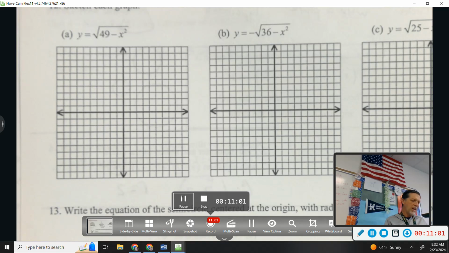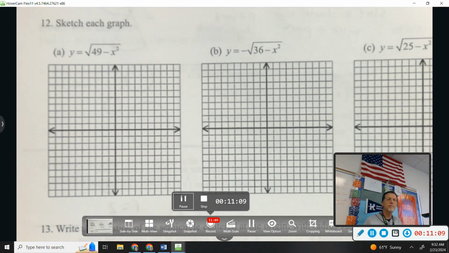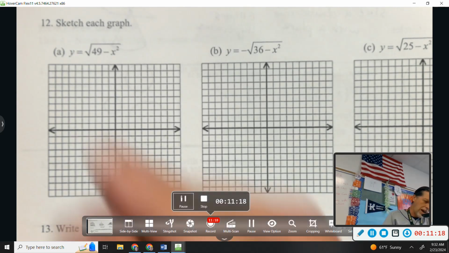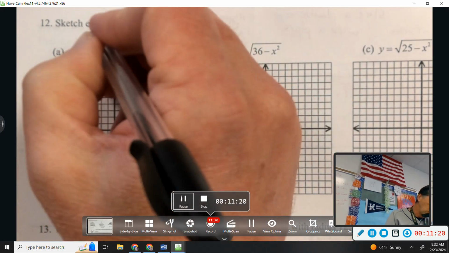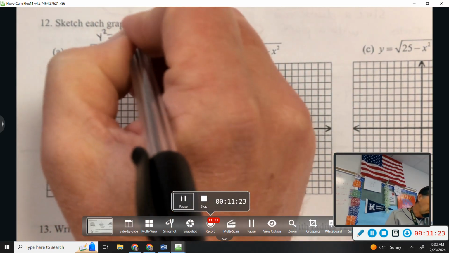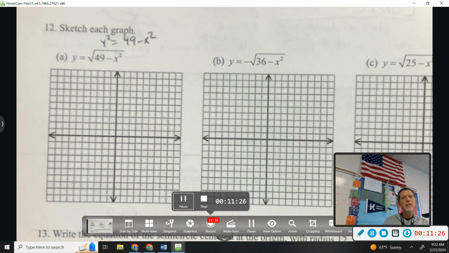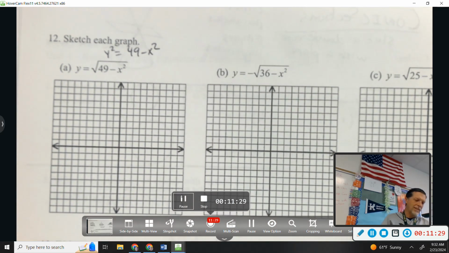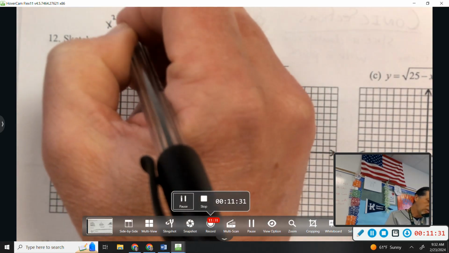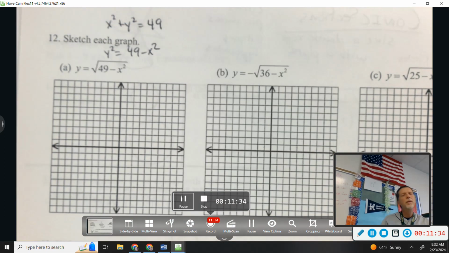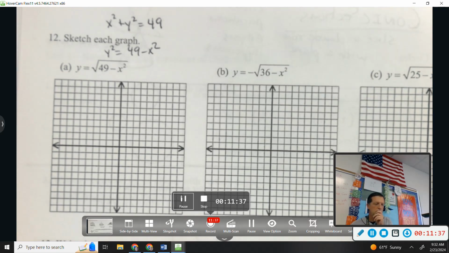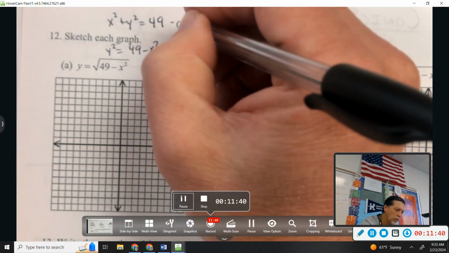Not this stuff. Okay, number 12. That looks a little bit weird. Let's square both sides and see what happens. That would get us to y squared equals 49 minus x squared. And then if I added the x squared over, I'd have x squared plus y squared equals 49. That's definitely a circle.